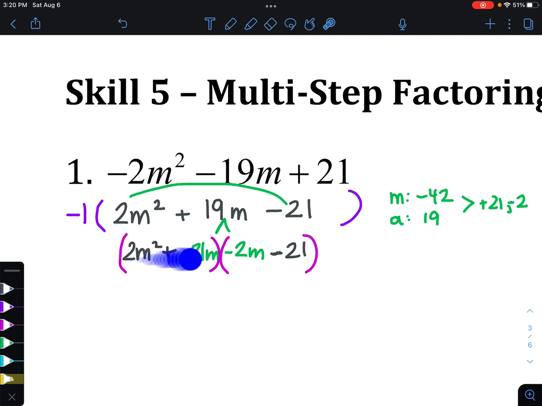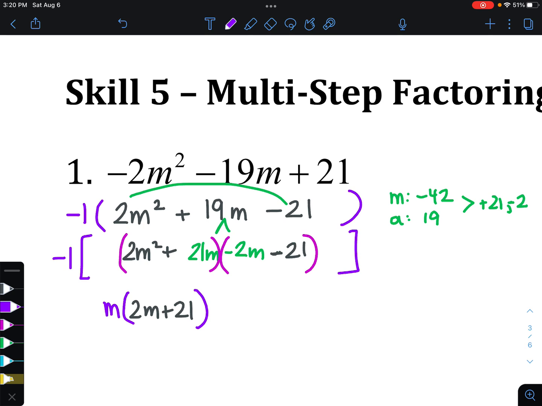So now I look inside here and I look for a GCF. Remember we have this negative 1 as a GCF, so that's just kind of hovering around here. Now the GCF of this first term is really just an m. So I'm going to take this m out and I'm going to be left with 2m plus 21. In the second group there's really nothing in common except for taking that negative out. So I'm going to factor out a negative 1 and I'll be left with 2m plus 21 again.